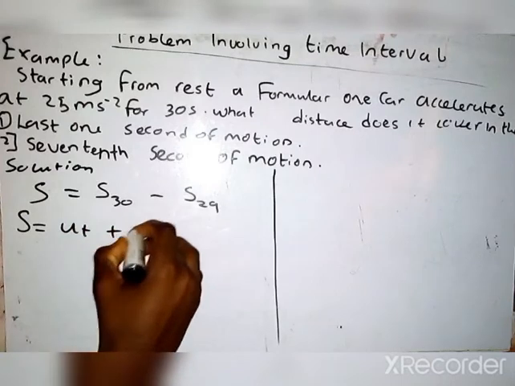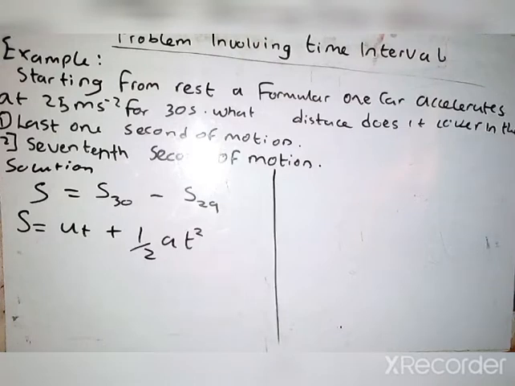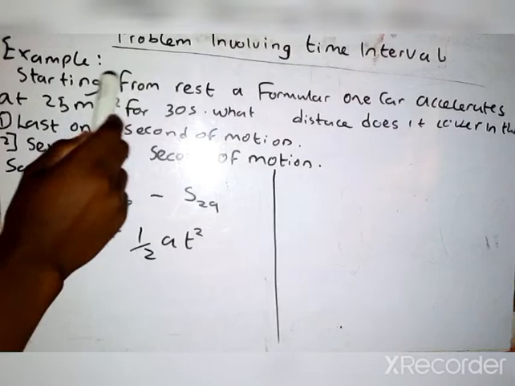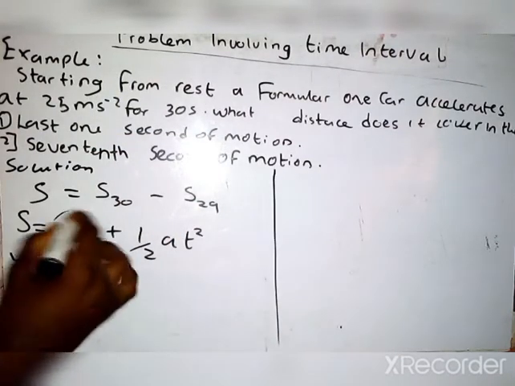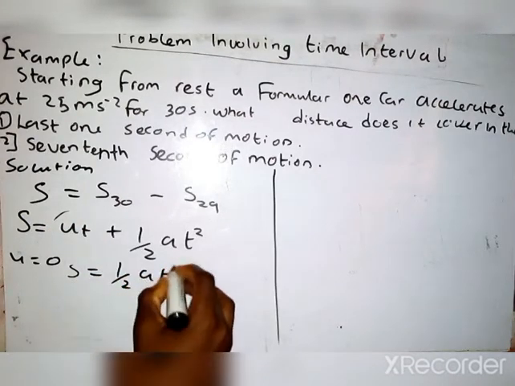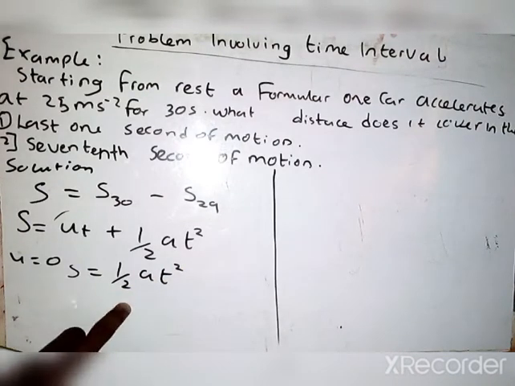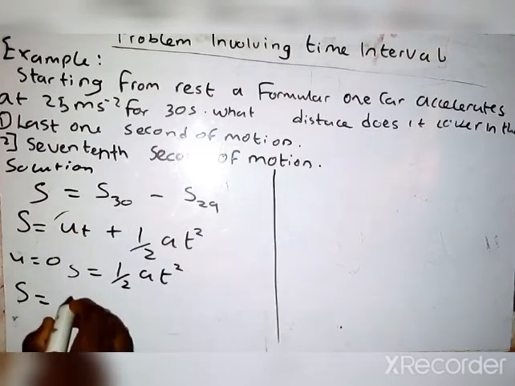Now we know our S equals UT plus 1/2 AT square, right? So for this question, since the body is starting from rest, our U will be 0. So automatically this part is 0. We now have S equals half AT square, and we are given acceleration 25. So we calculate differently. Our S will now be S30.